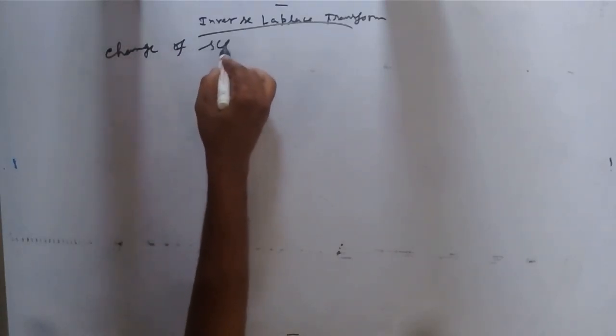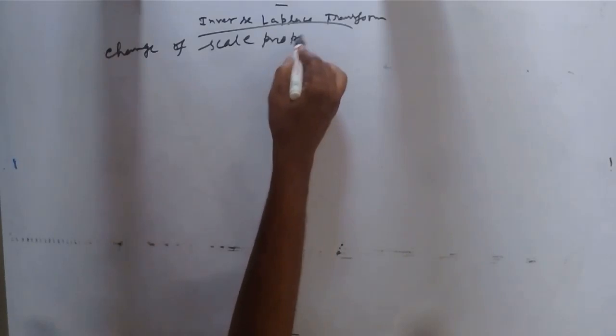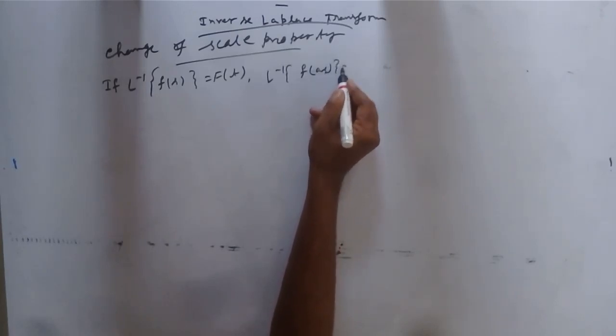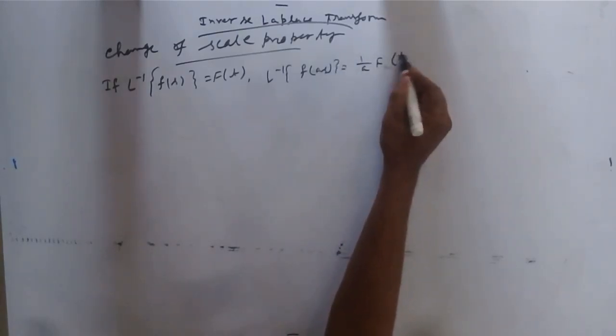Change of scale property. The statement of this property is if L inverse of F(s) equals f(t), then L inverse of F(as) equals 1 by a f of t by a, where a is a constant. Okay, so let's take an example of change of scale property.